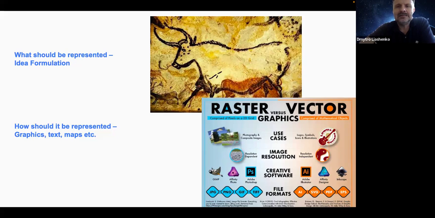And then when we have full understanding of our idea, we can think about how it should be represented. It can be graphics, text, maps, and other forms of representation.